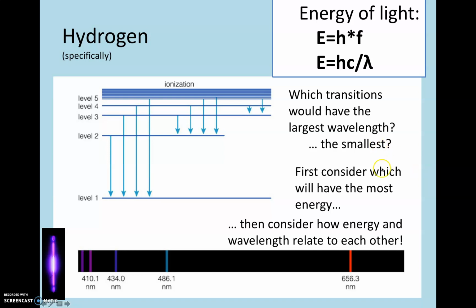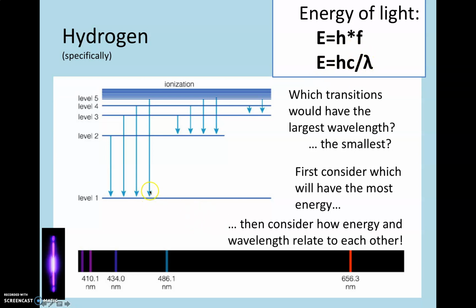Okay, so first you're going to want to consider which will have the most energy. Well, the most energy would probably be the biggest arrow, right? Because these are the energy levels. So the biggest arrow would be from level 5 to level 1. That's the most energy. Then how do energy and wavelength relate to each other? If I look at my equation over here, I see that energy is inversely proportional to wavelength, because wavelength is in the denominator. So that means energy is opposite of wavelength.